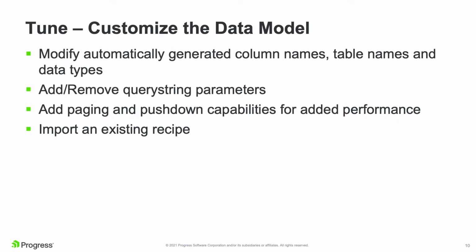On the tuning phase, this is mainly about customizing that generated data model that the intelligent sampling process created. Here you can modify the data model, such as editing column names, table names, and data types. You can add and remove query string parameters. From a performance perspective, you can add paging capabilities along with pushdown capabilities. And you can import an existing recipe so you don't have to start from scratch, and modify that if there are any changes to the API itself.